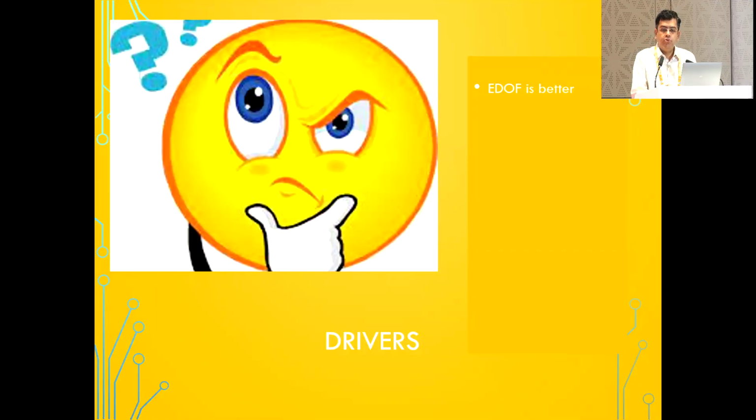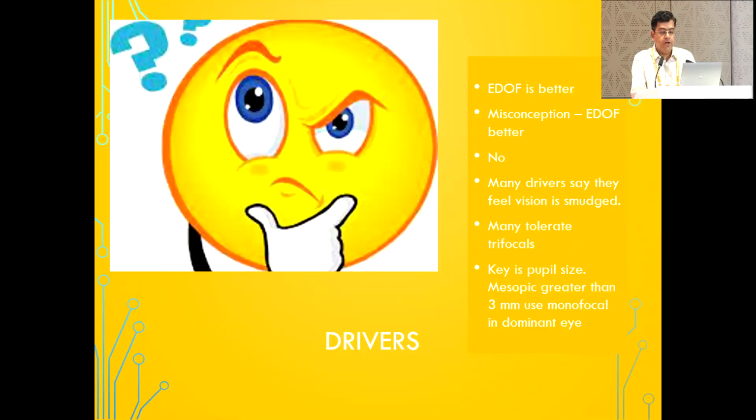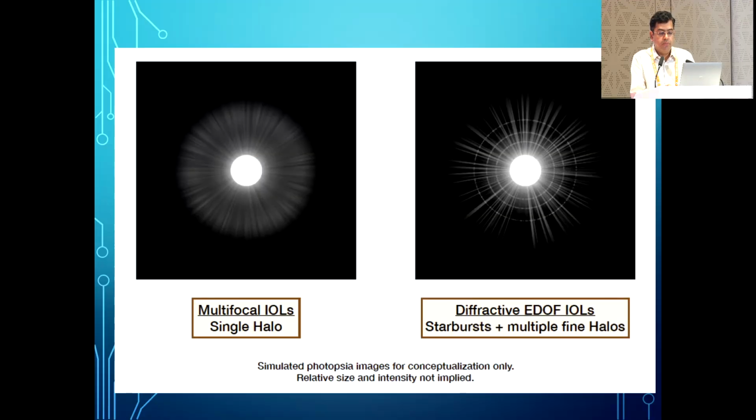And then when we come to drivers, we always think that EDOF is better. It is a misconception. EDOF is not better. We have to be very selective with EDOF. Many drivers and many patients feel the distance vision is blurred if you use an EDOF lens. So the key is pupil size. It is a mesopic pupil size of 3 millimeter, or more than 3 millimeter.